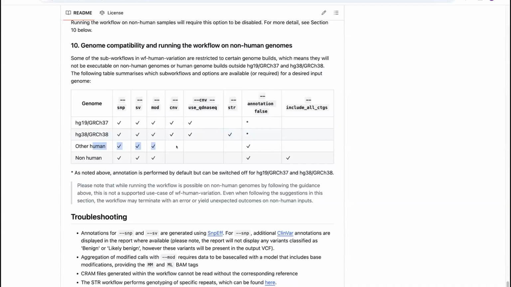So if you're using a T2T reference, just make sure that you turn annotation to false and that you are only looking at these particular categories. Copy number variation won't work with our workflow as it's written. Same for other organisms. And for other organisms, you just want to make sure that you do include all contigs, because the workflow has some hard-coded chromosome labeling. So it's going to look for exactly the number of chromosomes that we have. So if you're using mouse or another organism, they're not going to be the right naming or number. So just something to think about.